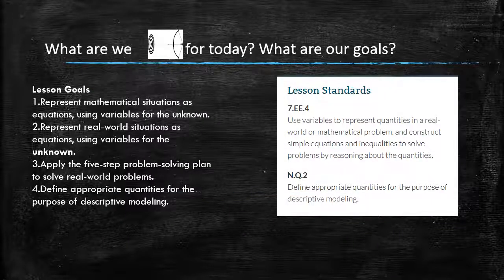Our objectives for today, these are our goals that we're going to be covering in today's lesson. First is to represent mathematical situations as equations using variables for the unknown. Number 2, represent real-world situations as equations using variables for the unknown. Number 3, apply the 5-step problem-solving plan to solve real-world problems. And lastly, define appropriate quantities for the purpose of descriptive modeling.